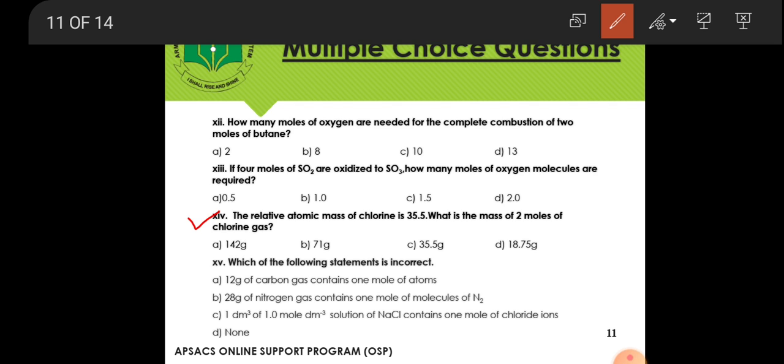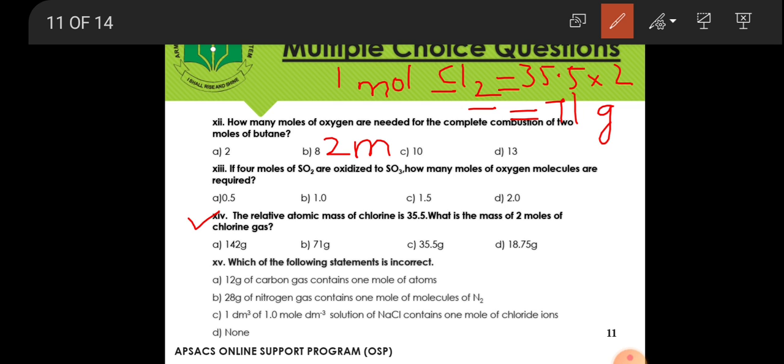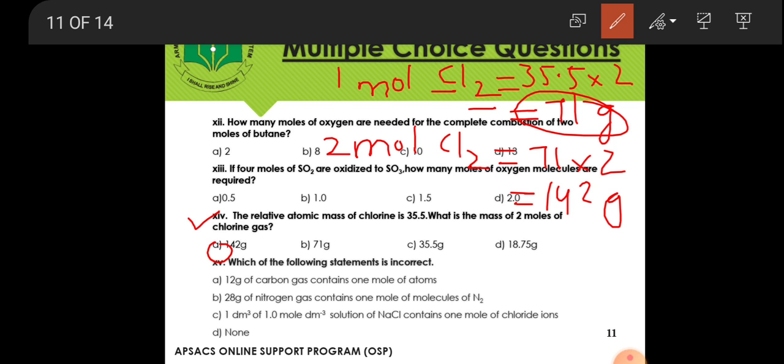The relative atomic mass of chlorine is 35.5. What is the mass of 2 moles of chlorine gas? The mass of 1 chlorine atom is 35.5, and the mass of 2 chlorine atoms is 35.5 multiplied by 2, that is 71 gram. So the mass of 1 mole of chlorine gas is 71. So the mass of 2 moles of chlorine gas is 71 multiplied by 2, and that is equal to 142 grams. So A part is the correct answer.